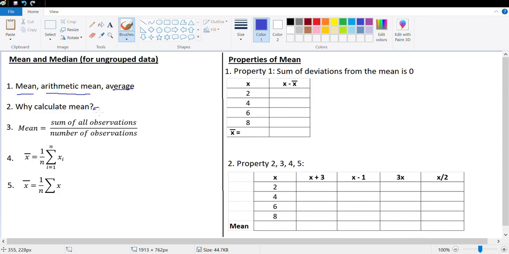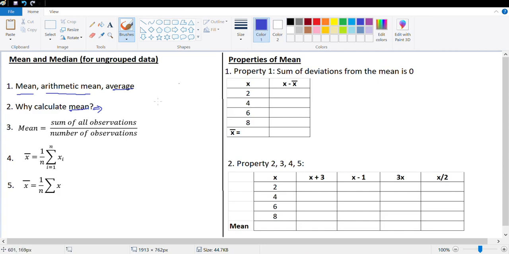So for example, let's take the example of the class marks. In an exam, there are 20 students who scored, let's say, 10, 11, 12, 10, 11, 12 marks. The teacher wants to calculate what was the average performance of the class to understand how the class has done. That's why you calculate mean. It's basically a measure of the central tendency, how people have performed.